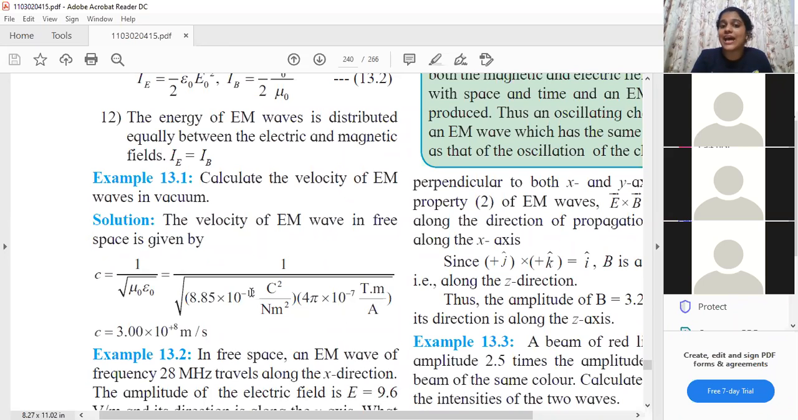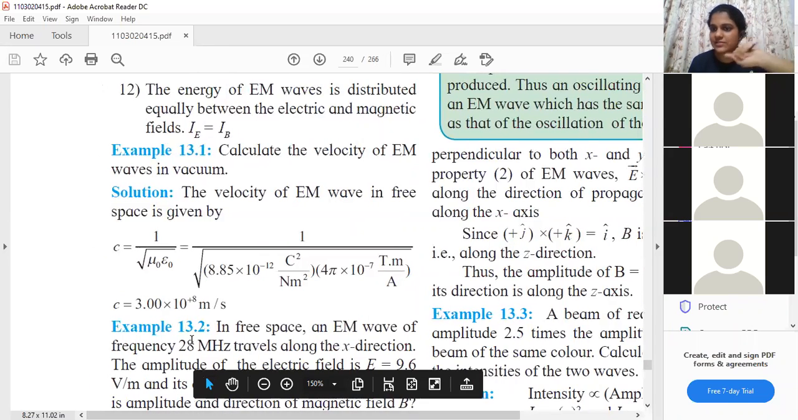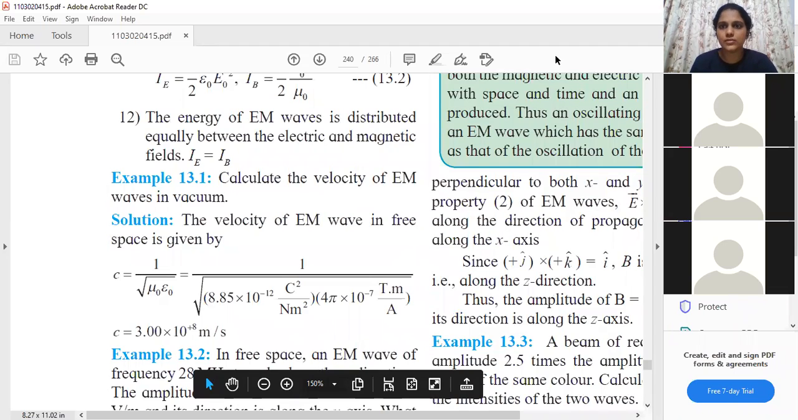If this was in a class, I would have made you all solve everything, but now it is not possible. So let us quickly discuss what the numericals are. Very simple numericals, based on whatever characteristics we read just now. Okay, let's see the first question.